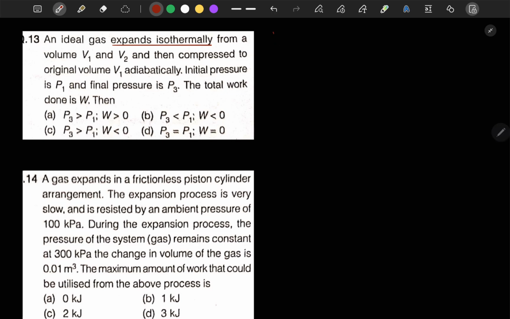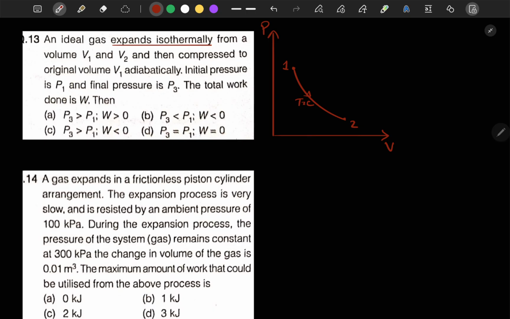Okay, so let's draw the PV diagram first. In questions like this, where multiple processes are mentioned, you should directly draw a PV diagram. It would be much more comfortable this way. So let's say that it expands isothermally from V1 to V2. From 1 to 2 it expands isothermally. Okay, temperature is equal to constant.